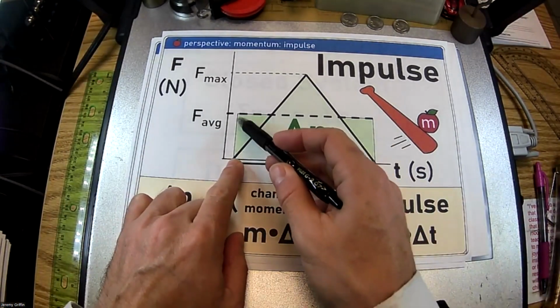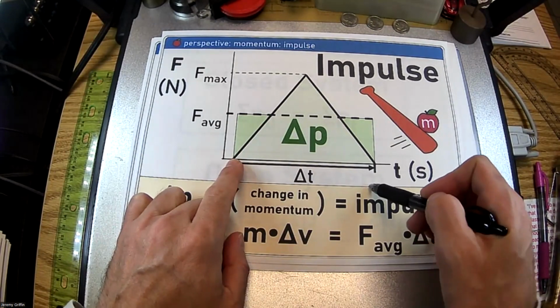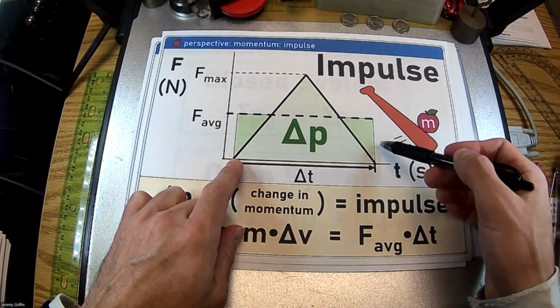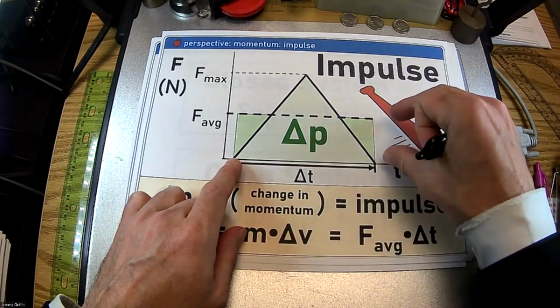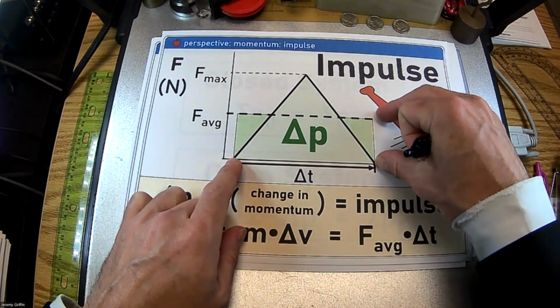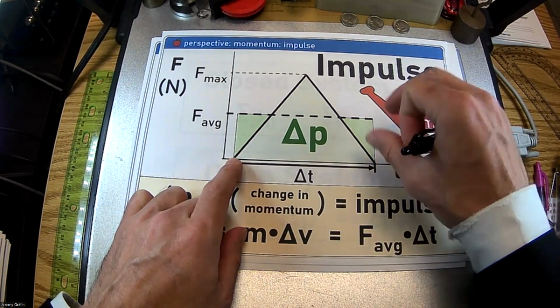Right? Isn't the area of a rectangle just base times height? So if you knew the area and you divided by the base, that would give you the height, wouldn't it? Area divided by base is the height, right? And how do you do that?